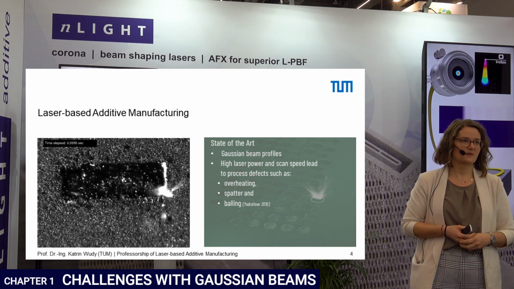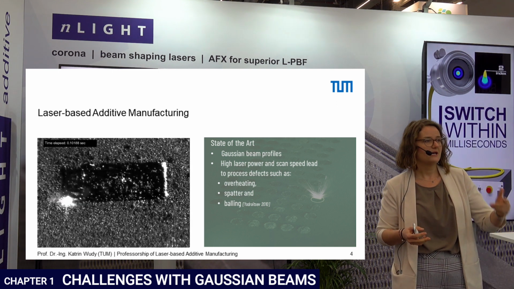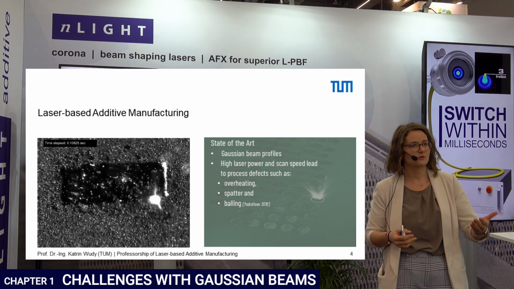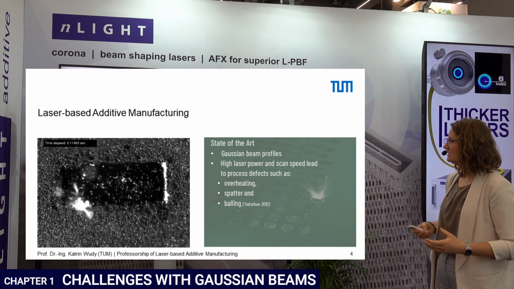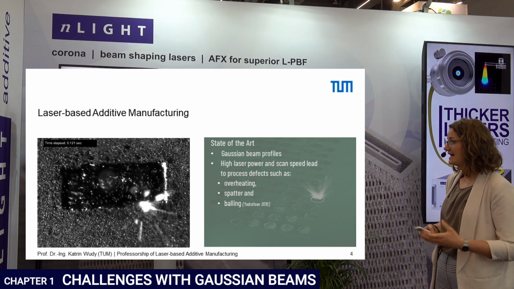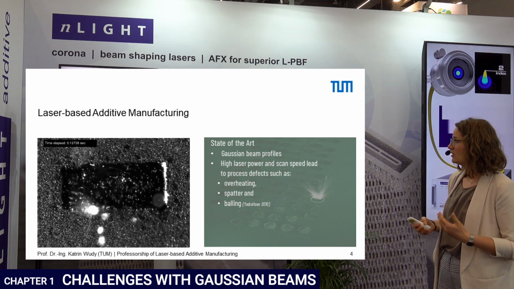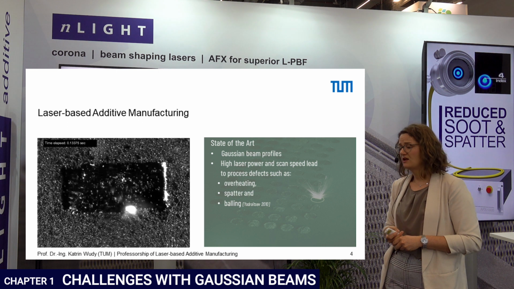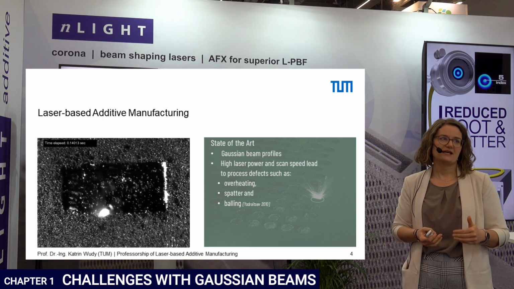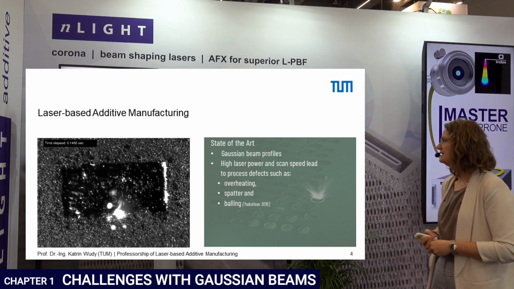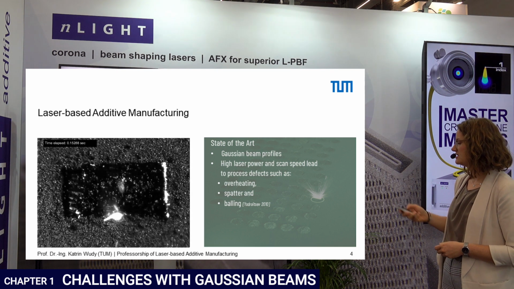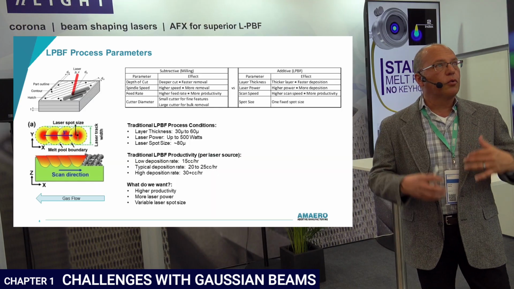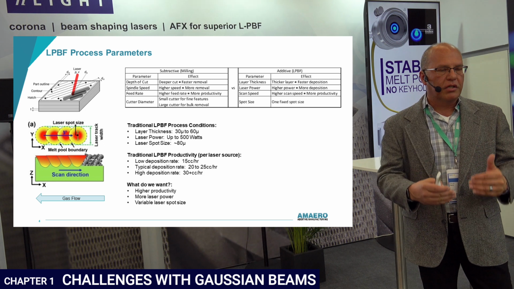Spatter formation is something which is always not that good, because the spatter formation may lead afterwards to defects in the process. So state of the art are Gaussian beam profiles, high laser powers, of course, and more or less low scan speeds, and this may lead to effects like overheating, spatter, or balling, which you can see in the video. And if we're sending a lot of power in, we're generating condensate.